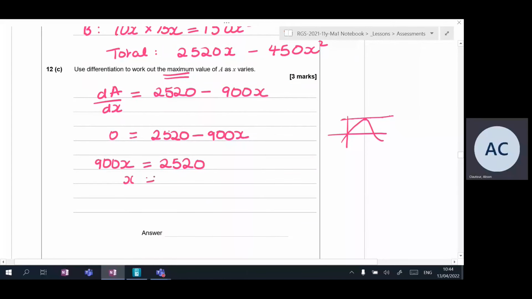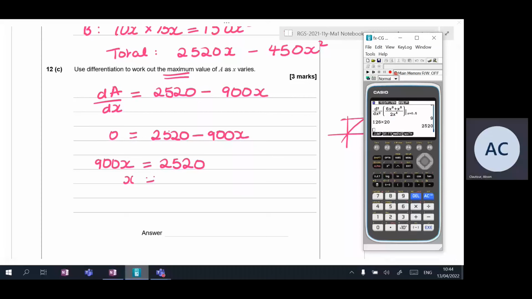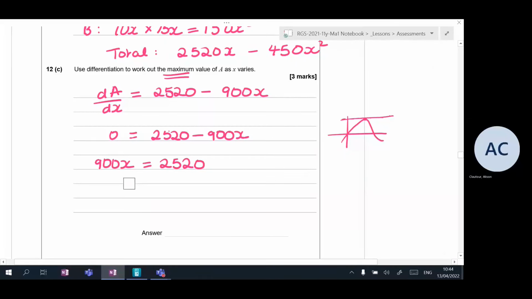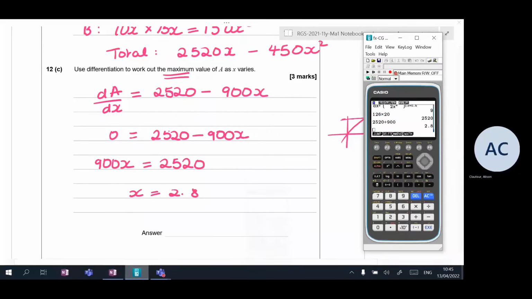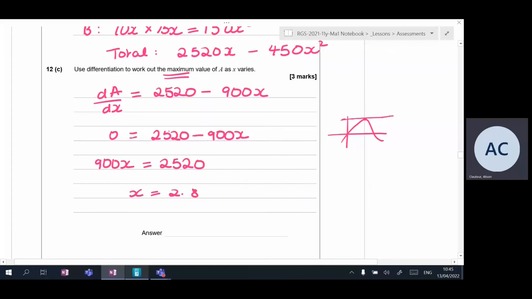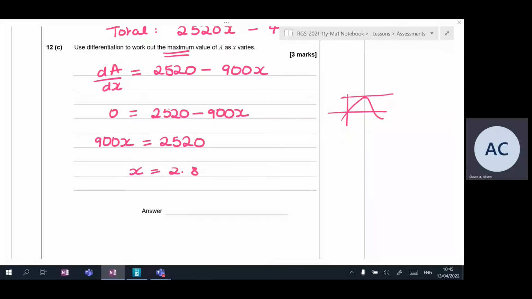So if I divide by 900, the value of x that gives you the maximum is 2.8. Okay, it doesn't want the value of x at the maximum, it wants the actual maximum value of A. So we then need to substitute that back in to find the area at x equals 2.8.